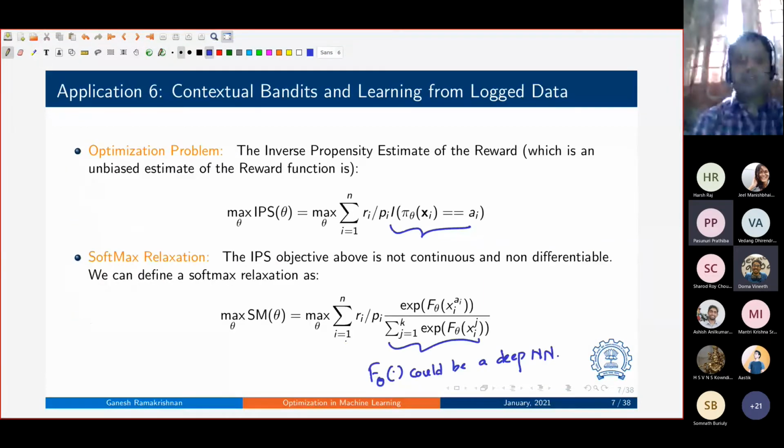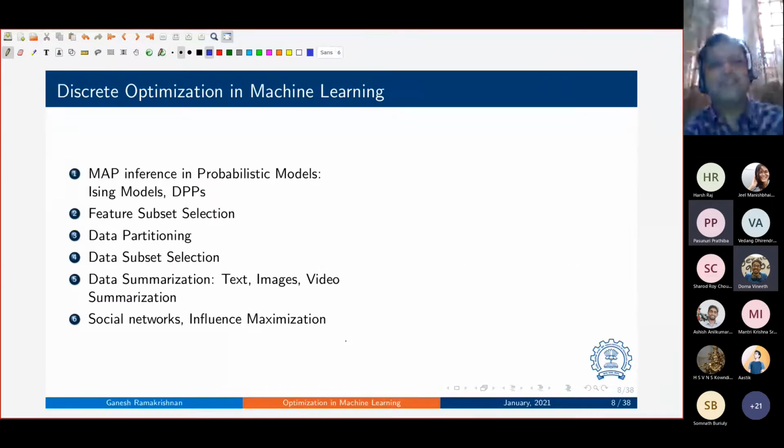Okay, so can we move on to the next set of applications? We have some 10 minutes left. The discrete optimization problems are often very related to graphical models, sometimes related to feature selection, and the third large class is data subset selection. So the first is MAP inference in a probabilistic model.